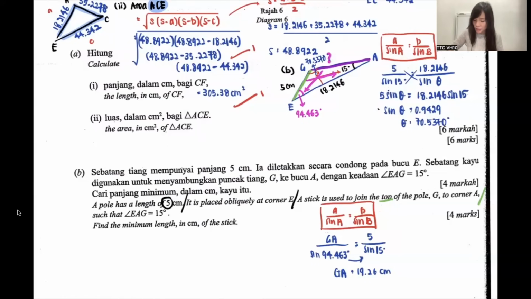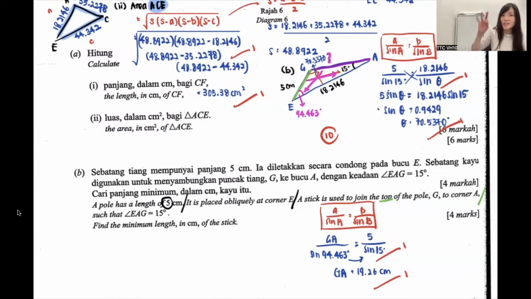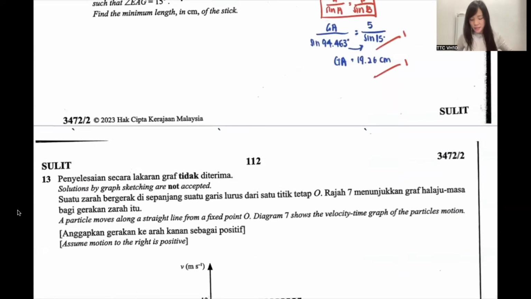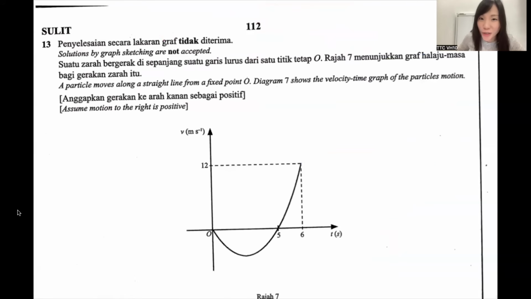So there are 4 marks here. These are 1 mark, these are 1 mark. Able to get this answer with the working, another 1 mark. So altogether here, isn't it exactly 10 marks? Just like that. Done. Can move on. 5, 4, 3, 2, 1. Done. This video is so much shorter compared to 2022, right?